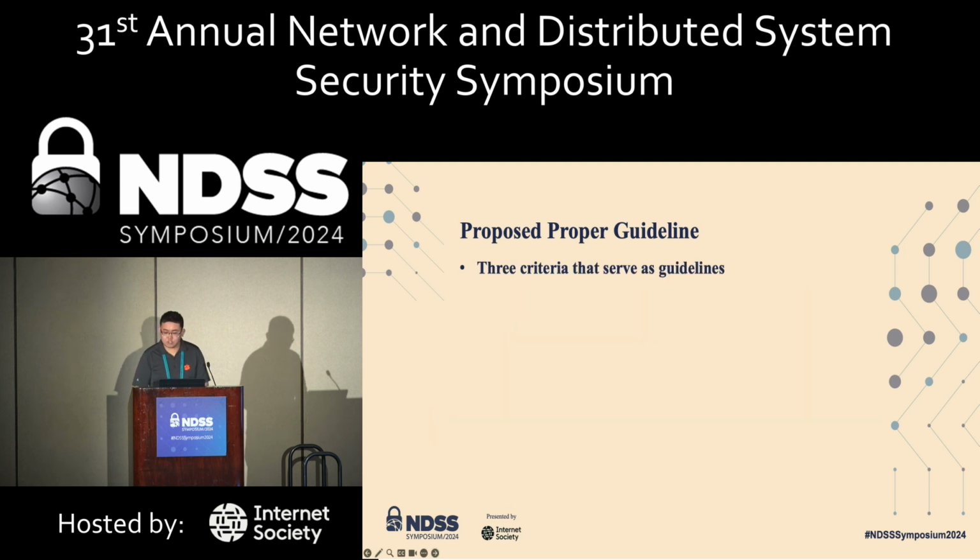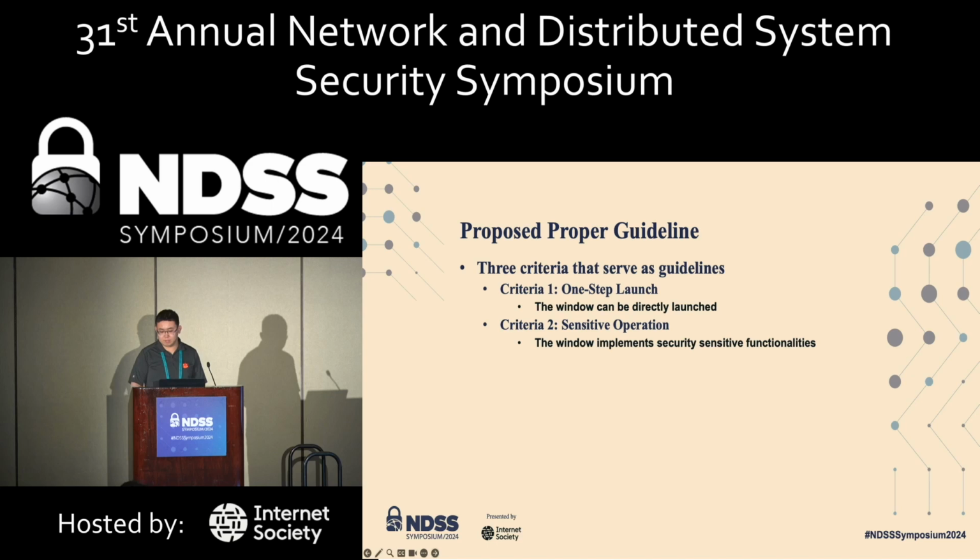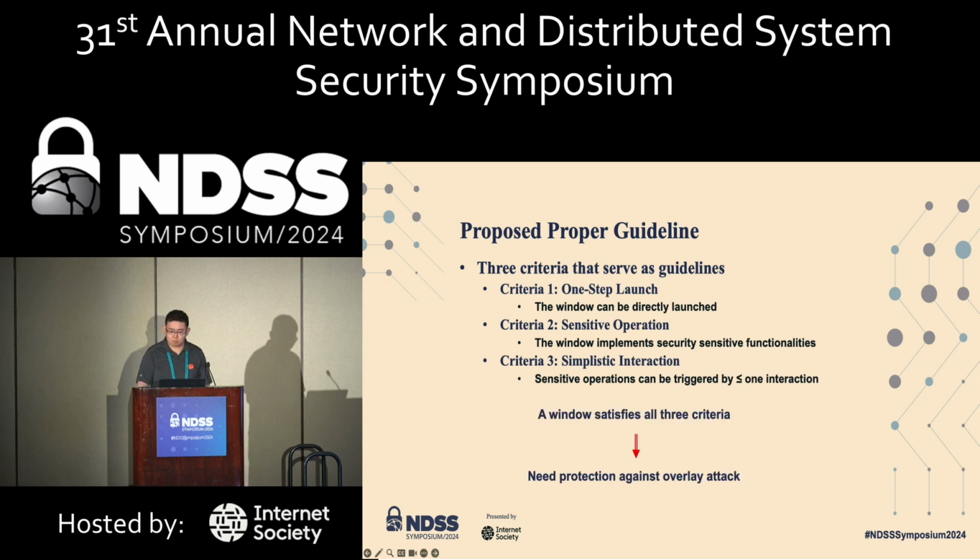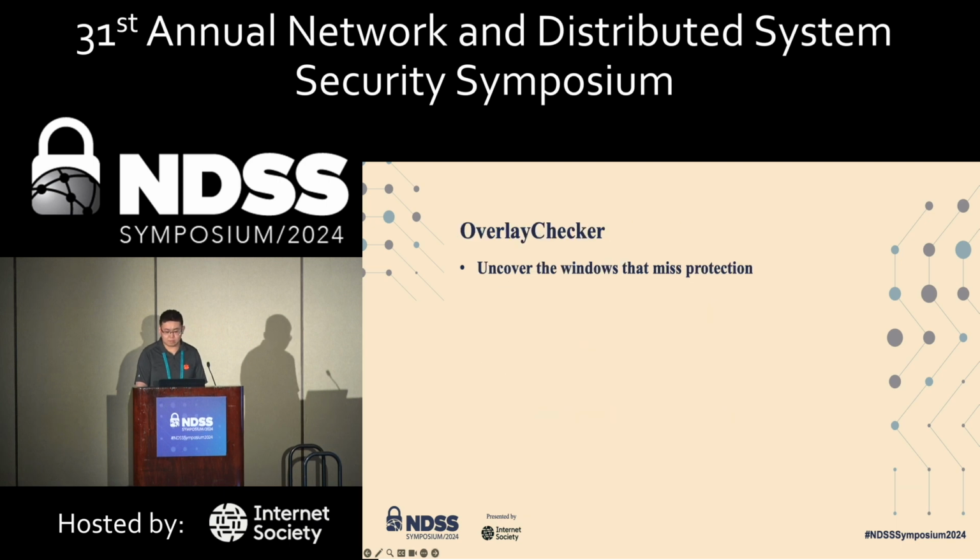Based on these observations and findings, we derive 3 criteria that serve as a guidance to determine whether a window of a system app requires protection. Whether a window can be directly launched, namely launched in one step; whether a window implements sensitive functionalities; and whether the sensitive operations of a window can be triggered by no more than one user interaction. If a window satisfies all the 3 criteria, we consider that the window needs protection against the overlay attack.